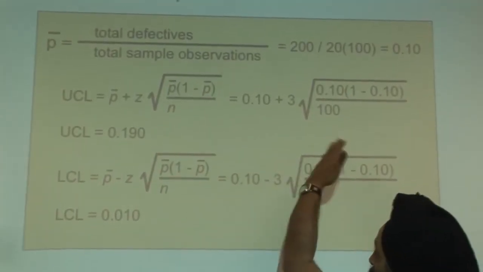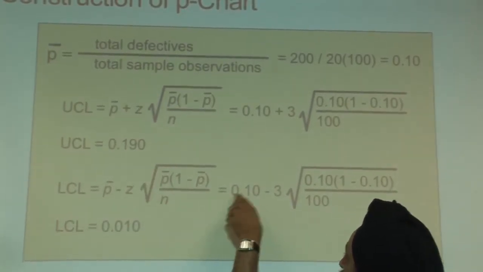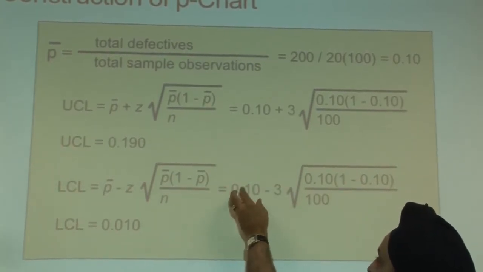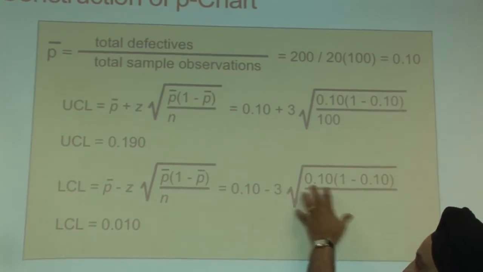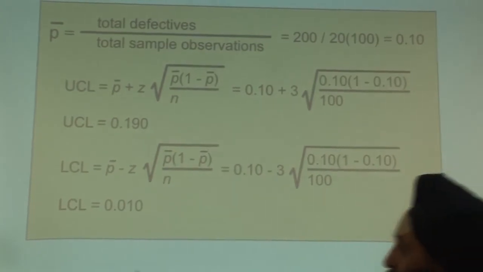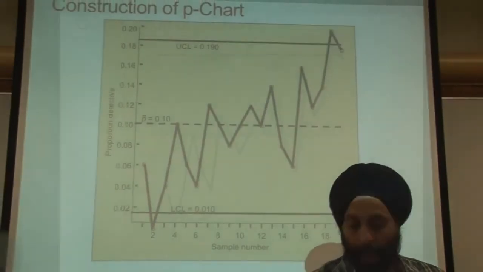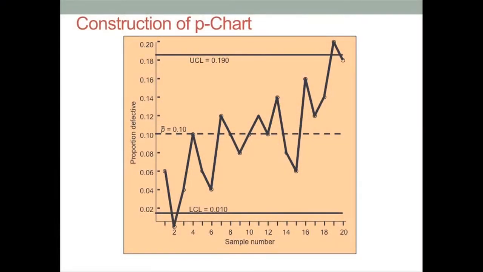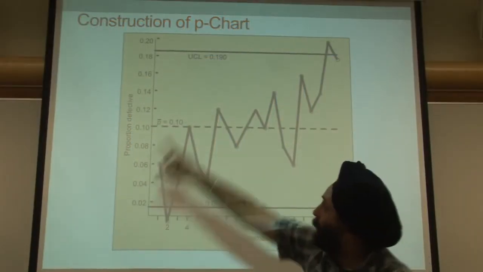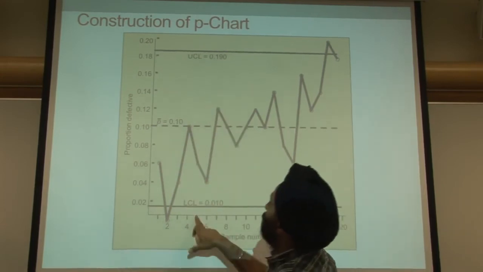And the same thing when subtracted from 0.1 will give you the lower control limit. So this number comes out to be 0.09. So 0.1 minus 0.09 gives you 0.01. So that gives you the actual range. So this is 0.01, and that's 0.19. So you can see the difference in the ranges, upper control limit and lower control limit.